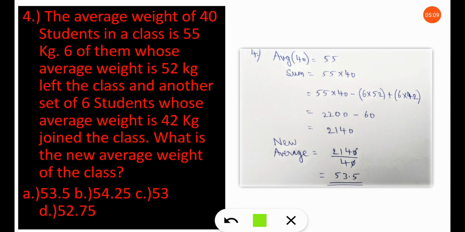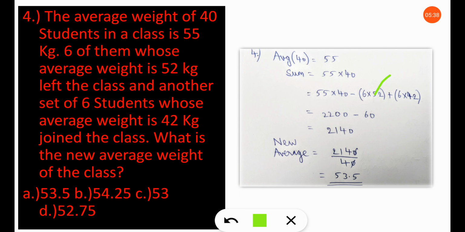It is given the average weight of 40 students as 55. So the sum will be 55 into 40. Now what happened? 6 students whose average weight is 52 kgs have left the class. So minus 6 into 52. Again, 6 students whose average weight is 42 kgs joined. So the sum will be 6 into 42. That's why plus 6 into 42.